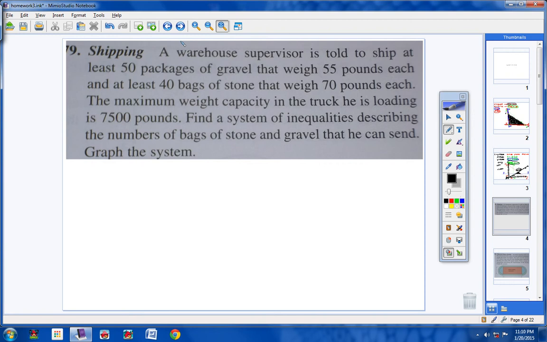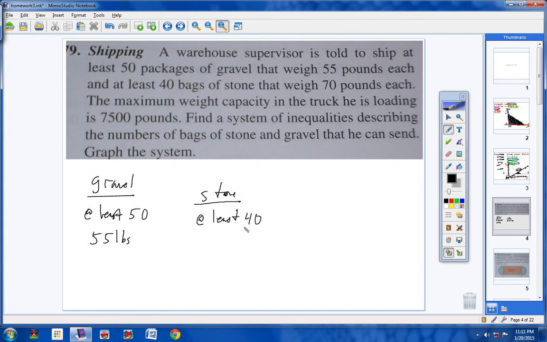A warehouse supervisor is told to ship at least 50 packages of gravel, and they weigh 55 pounds each. So gravel, at least 50. They weigh 55 pounds each. And for stone, at least 40 bags. And they weigh 70 pounds each. A maximum weight capacity in the truck is 7,500 pounds.